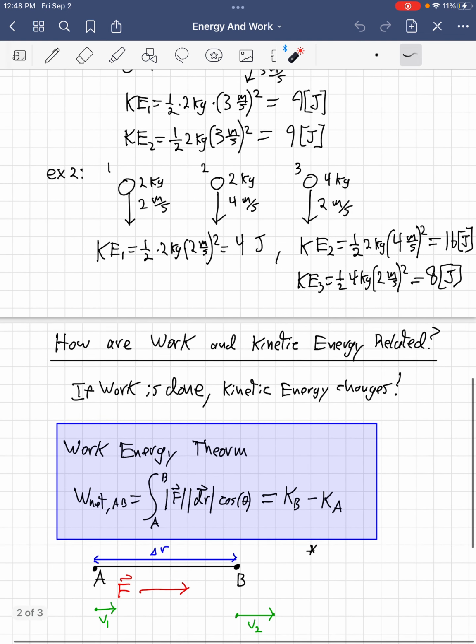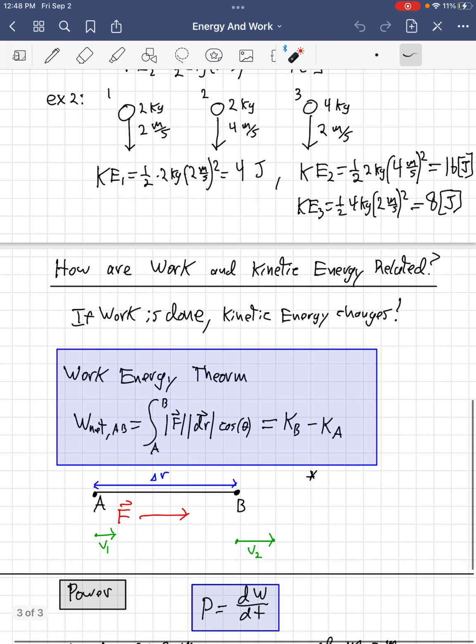So how are work and kinetic energy related? Well, if work is done on an object, the kinetic energy is going to change. So here we're going to think about the net work. If you take all of the forces that are potentially doing work on an object and you add them all together, so you think about the net force, we can derive something called the work energy theorem.